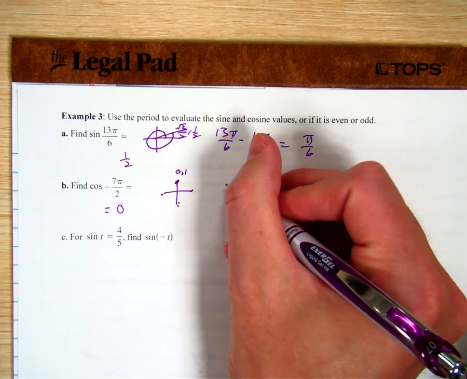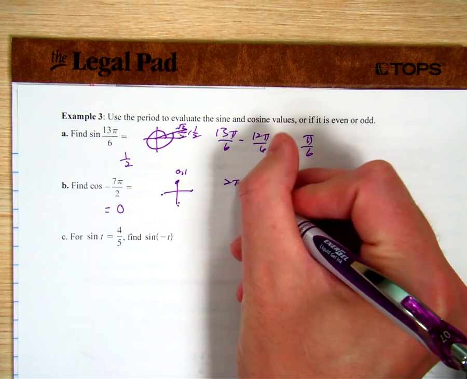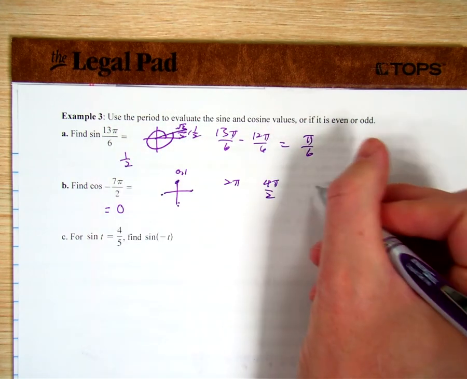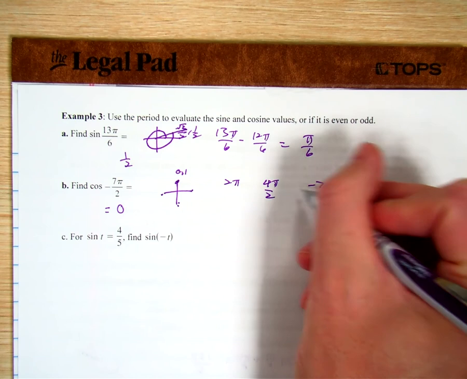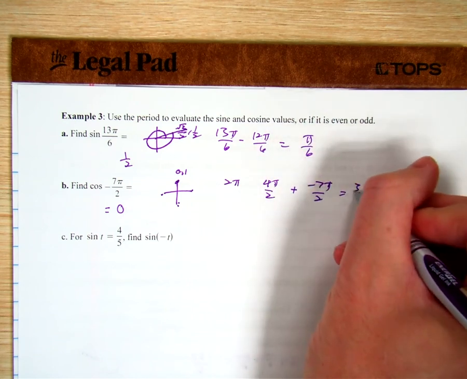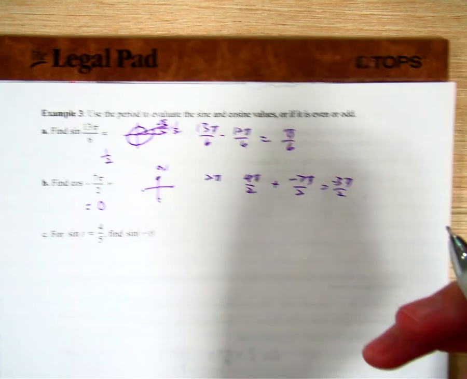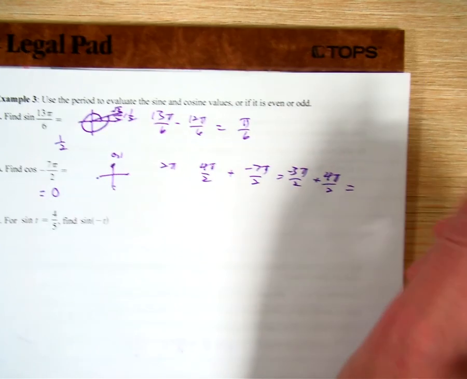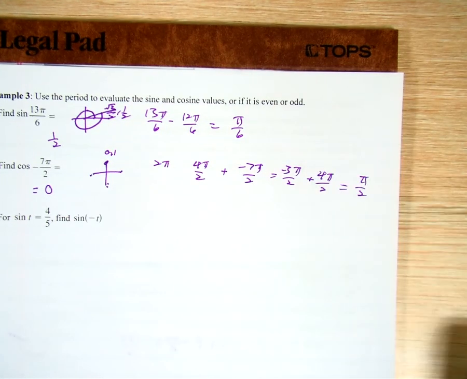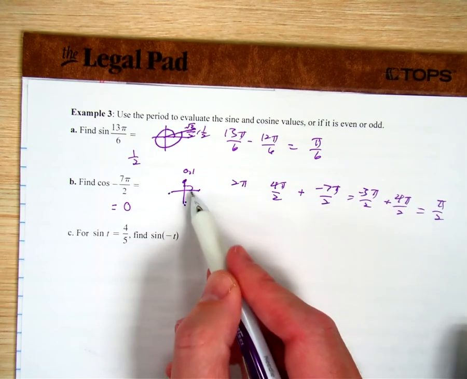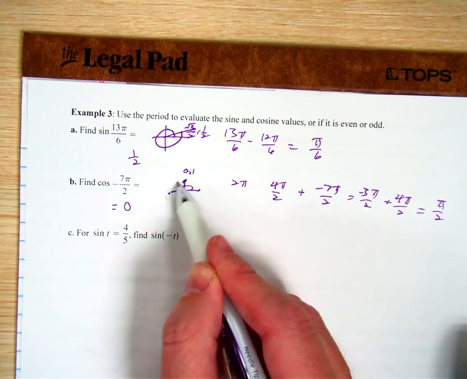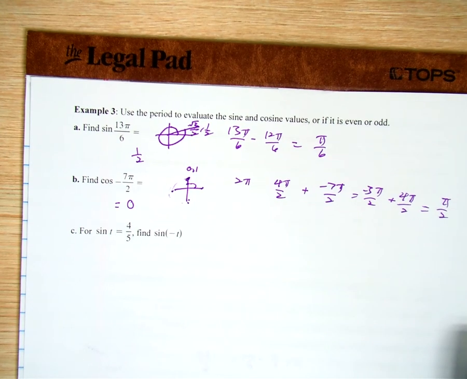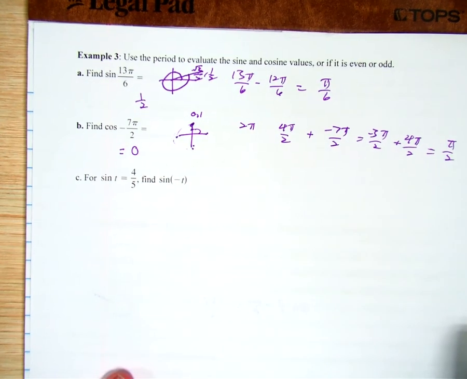Let's say you wanted to get it positive. So you're going to keep adding 2 pi. Well, 2 pi, we have over a 2, that's 4 pi over 2. So negative 7 pi over 2 plus 4 pi over 2 would be negative 3 pi over 2. Well, it's still not positive. Let's do it again, plus another full circle, 4 pi over 2, and we get positive pi over 2. And that's where we ended up. It's pretty easy to do. Count backwards, 7 pi over 2s. Last one.